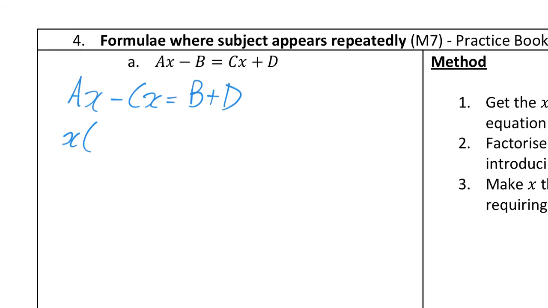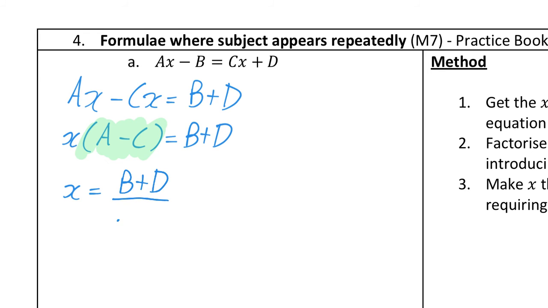So I can pull an x outside a bracket, so you've got x upon a minus c is equal to b plus d. And then what we're going to have, x is equal to, so this whole thing here is multiplying the x, so the whole thing goes across and divides. So you're going to have b plus d being divided by a minus c, and that is your answer.